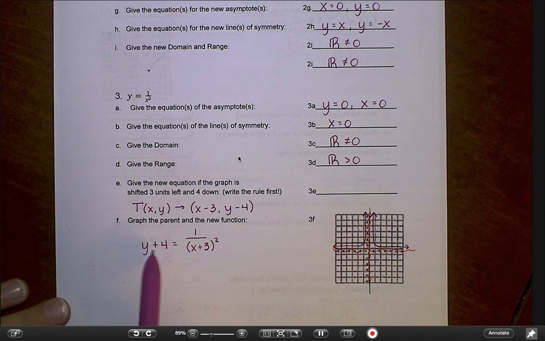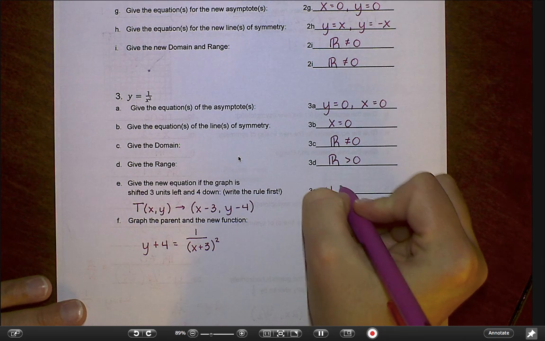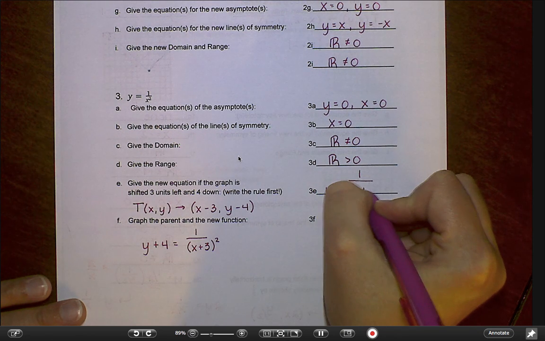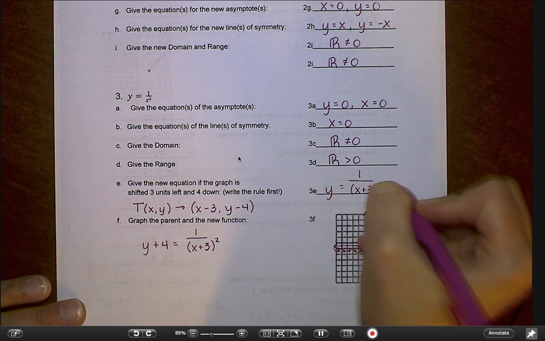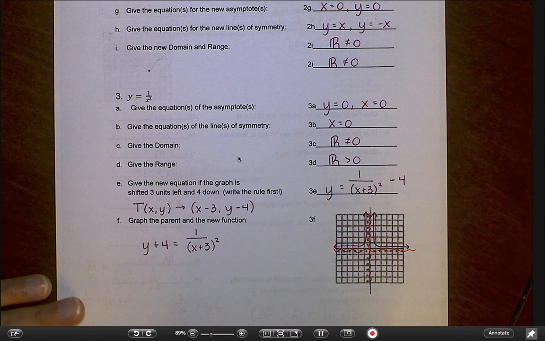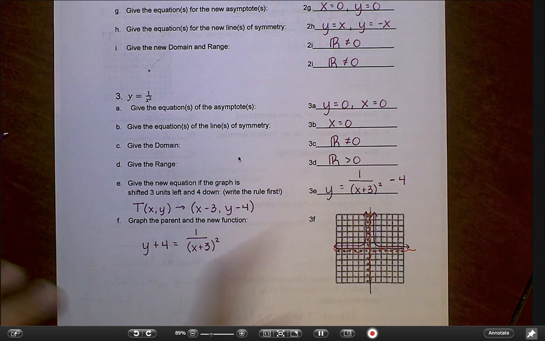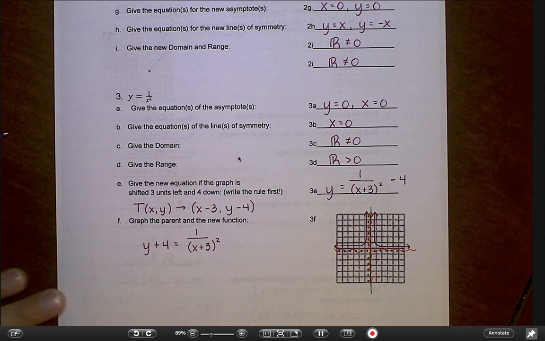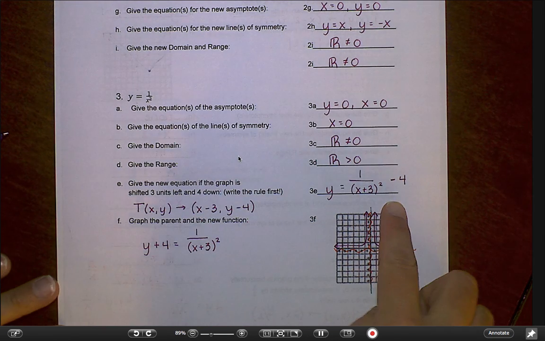And so the only other thing I might do is shift this 4 over to the other side. So I'm going to write this as y equals 1 over x plus 3 squared, with a minus 4 hanging out here. But again, if you did this on your test, that would be perfectly fine with me. Okay, so now graph the new function.